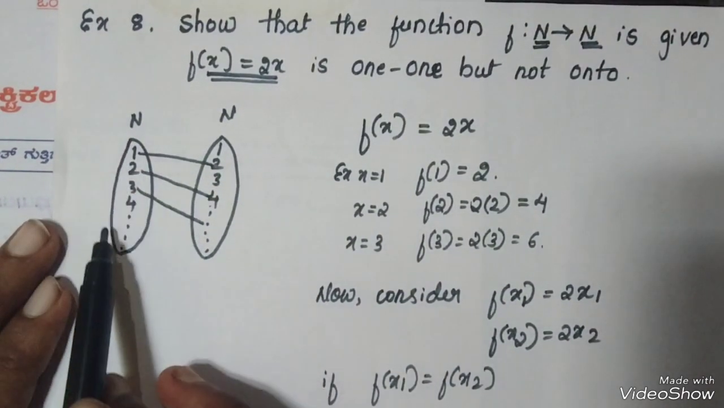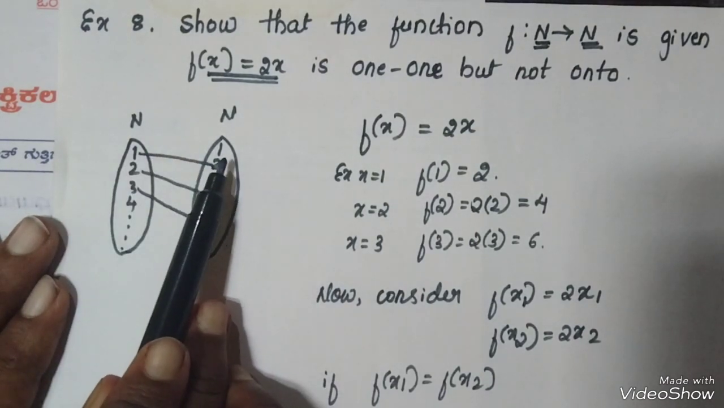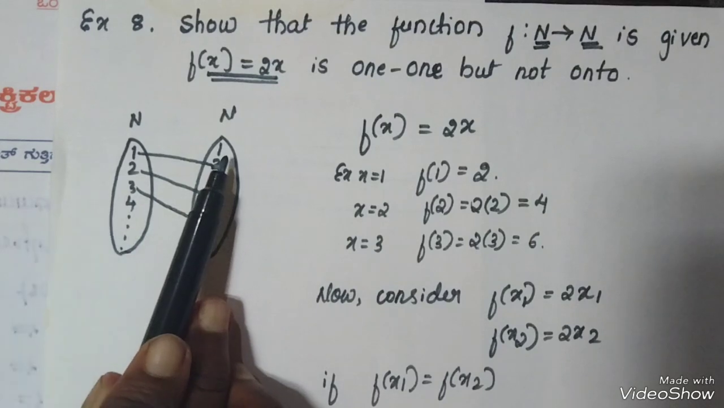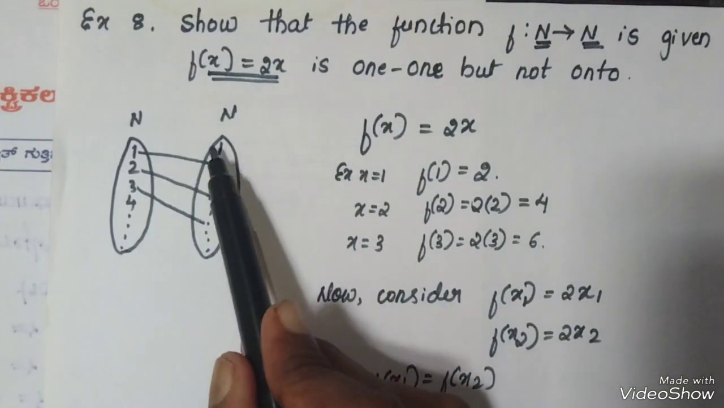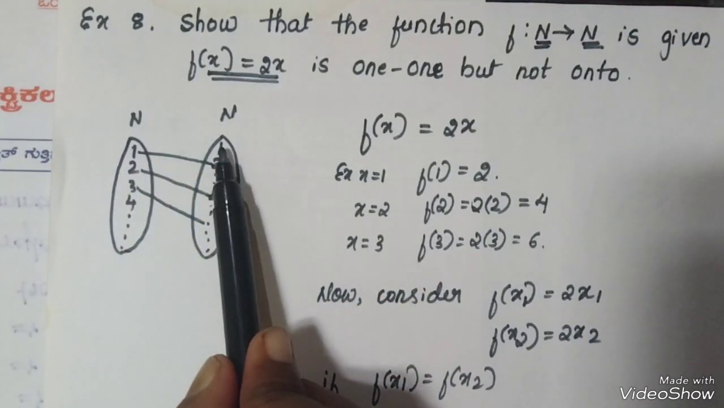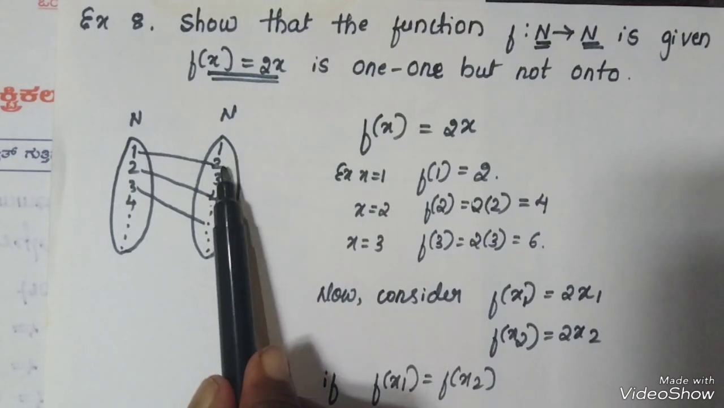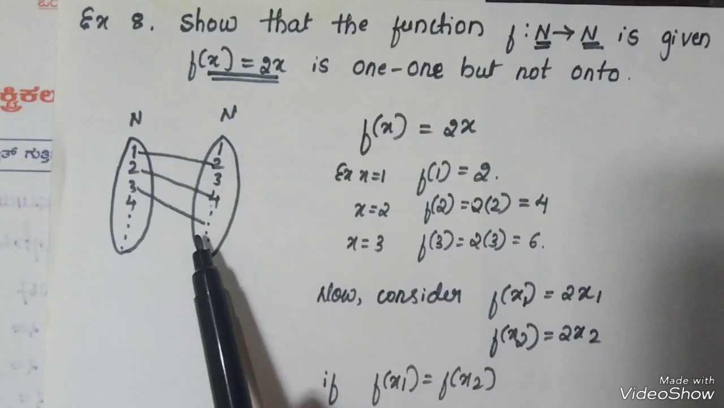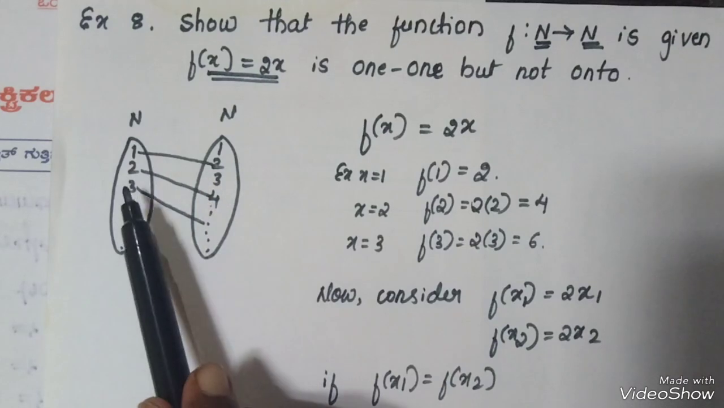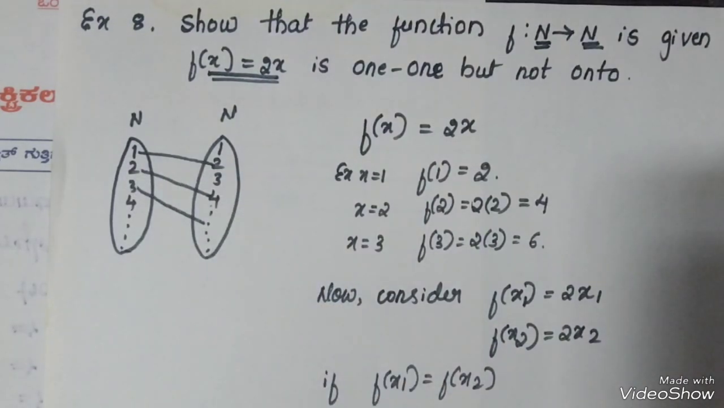One-one means every natural number has an image in the codomain. For the onto condition, all the elements must have an image, but 1 doesn't have any image, 3 doesn't have any image. It means any odd values don't have an image in the natural number set. Therefore, it is not onto.